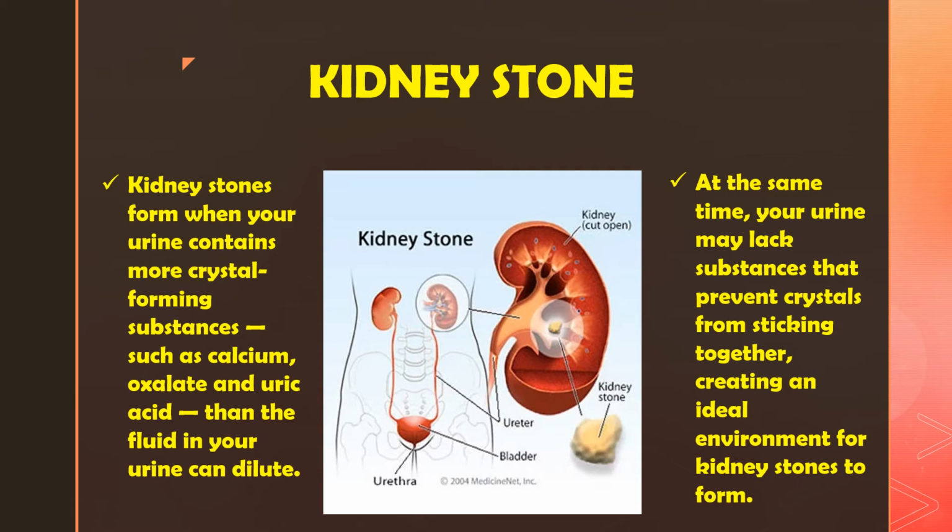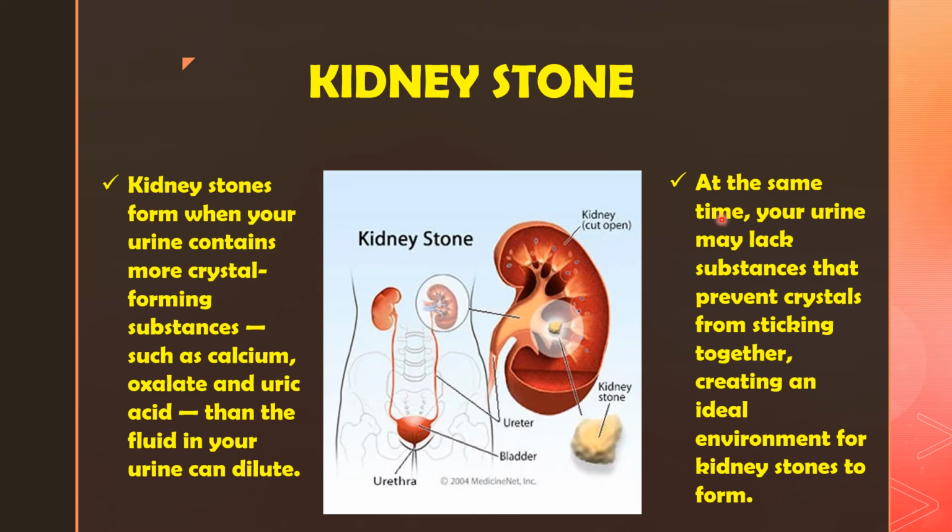Now, the next disease that we are talking about is kidney stone. Kidney stones form when your urine contains more crystal-forming substances such as calcium oxalate and uric acid. Then the fluid in your urine can dilute. See the diagram. Here a stone is present like this. This type of stone forms within the kidney, mainly in the pyramidical portion, that is the calyx portion of the kidney.